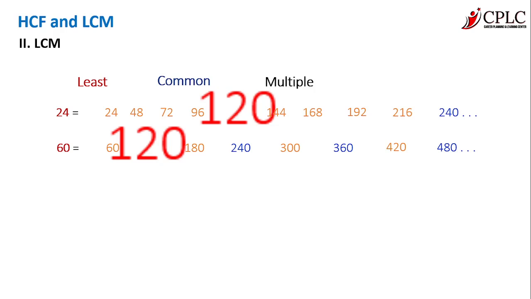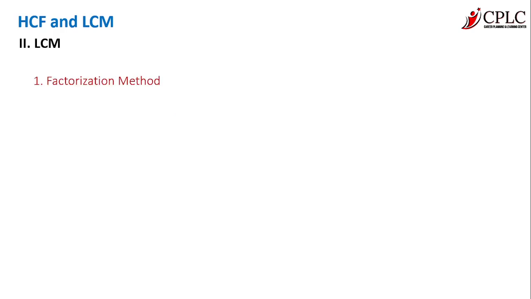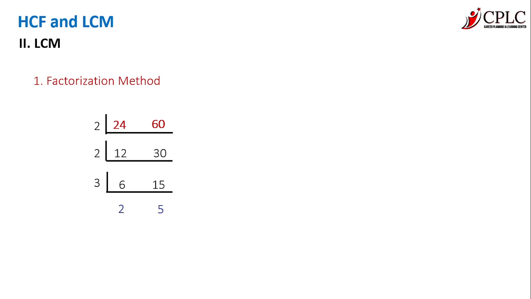The actual method is again the same as factorization. So let's do that. Same numbers 24 and 60, let's start dividing these numbers. Both are even numbers, so let's divide them by 2. You are left with 12 and 30. Again let's divide by 2. You are left with 6 and 15. Now these numbers are divisible by 3, for example. So you are left with 2 and 5.